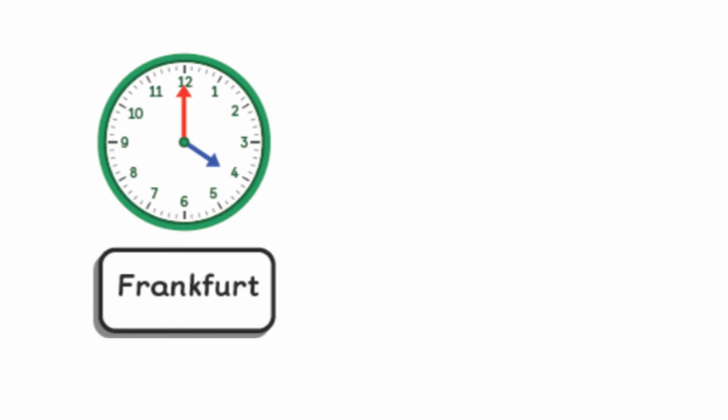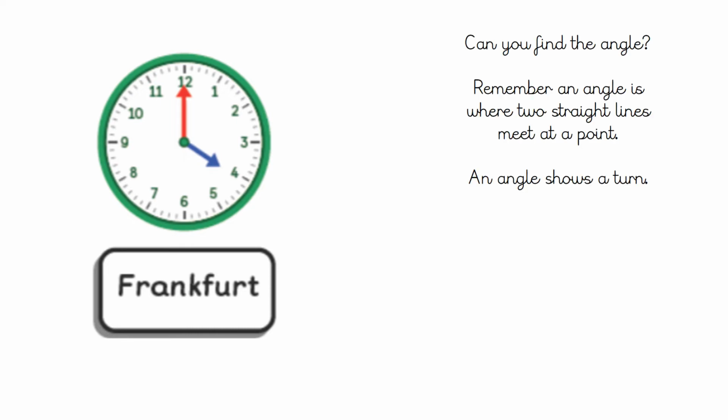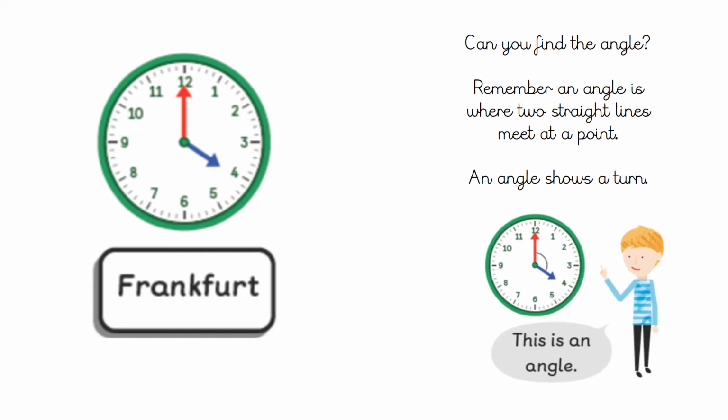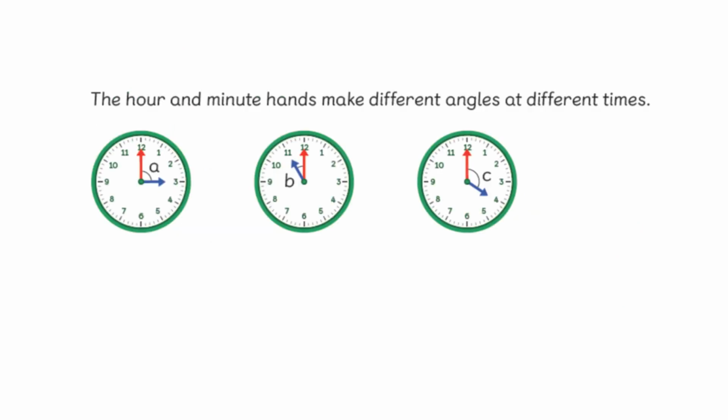Have a look at this clock here. This shows the time in Frankfurt. Can you mark the angle on the clock with your finger? Remember, an angle is where 2 straight lines meet at a point and it shows a turn. So the angle was here. Were you correct? Well done.